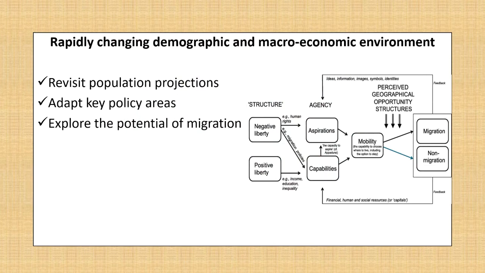In a rapidly changing demographic and macroeconomic environment, it is important for policymakers to: 1. Revisit population projections and question the demographic assumptions on which existing economic, welfare, and migration policies are based. 2. Adopt key policy areas to the fundamental changes in the global and regional population trends. Lastly, explore the potential of migration in bridging the gaps between youthful and aging societies and in promoting development.